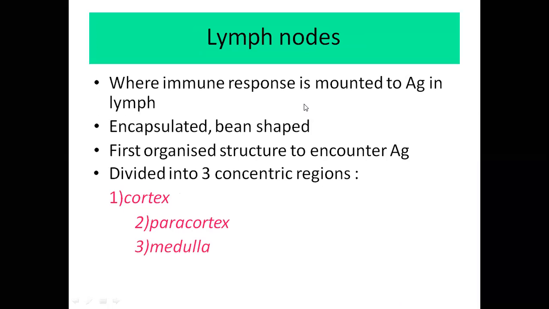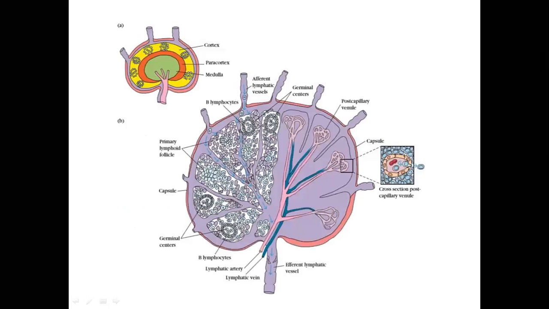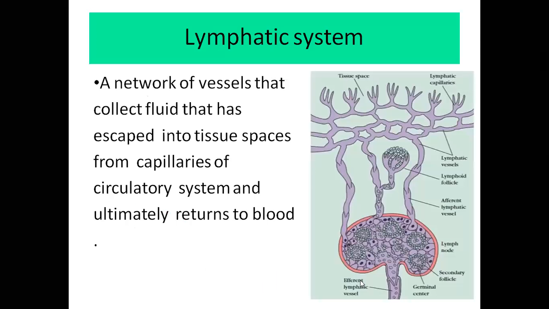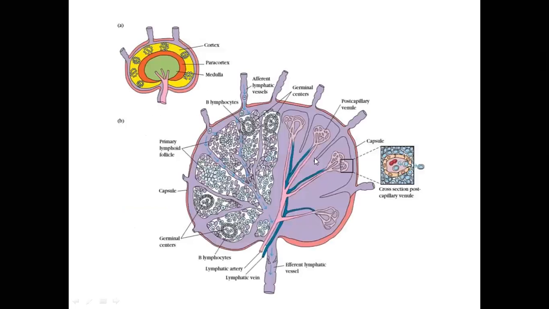Now this lymph node is where the immune response is mounted to antigen in lymph. It is encapsulated, shaped like a bean, and has different regions. So we see this is the lymph node. What is the shape like? The shape of this lymph node is like that of a bean. Here it has been enlarged and shown.